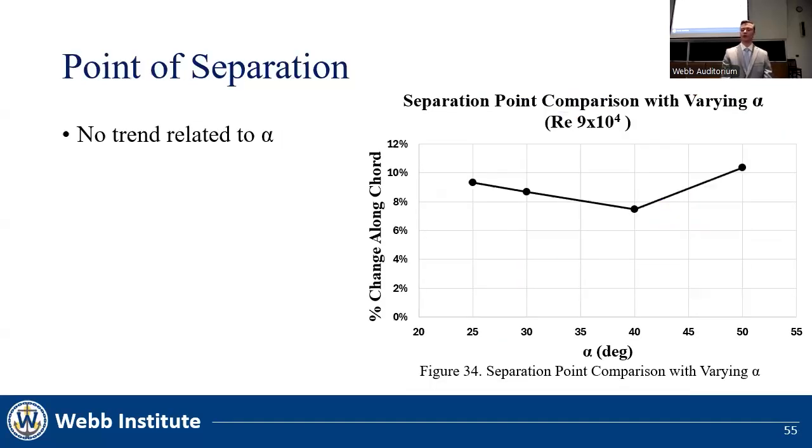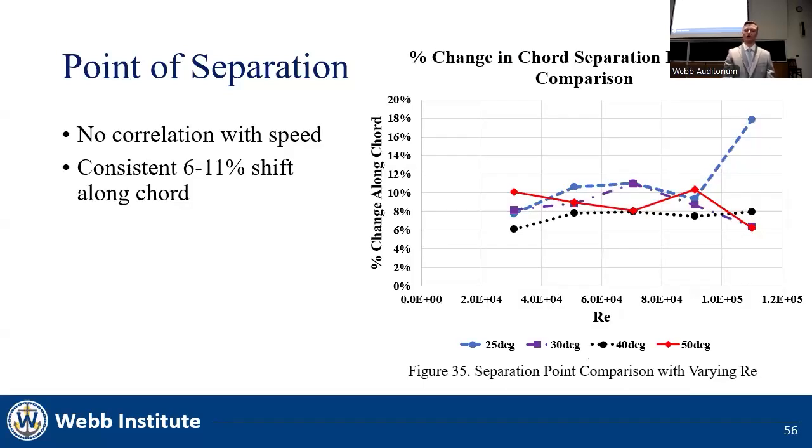Moving on to the second metric, the change in the point of separation along the chord was plotted against the angle of attack. There did not appear to be any trend relating the point of separation to the angle of attack. The graphs for each Reynolds number also all had different patterns. This graph plots the percent change in point of separation along the chord against the Reynolds number. Each line represents a different angle of attack. There did not appear to be any linear trend relating the point of separation to the speed. Each angle of attack seems to have its own pattern as well.